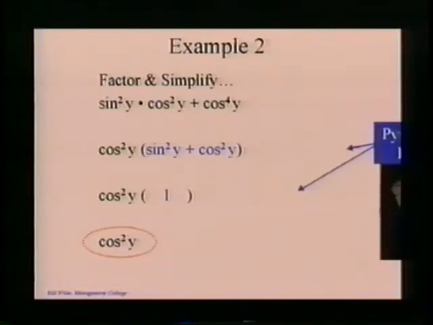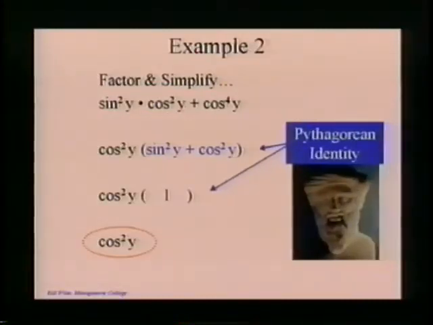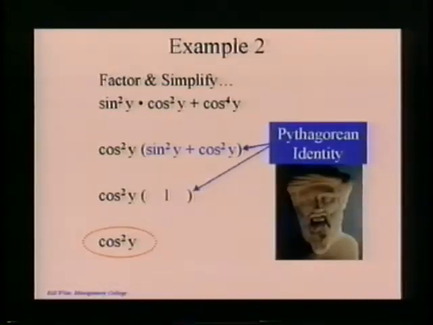So the point of this problem is always be looking for sine squared of anything. Sine squared of something plus cosine squared of that same something, I don't care what it is, it's 1. And you can cancel it out, and that's some great simplification there. So that's a factoring example, and you'll have one in the homework.